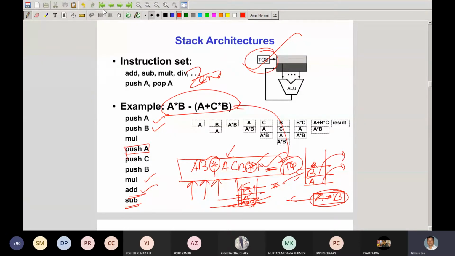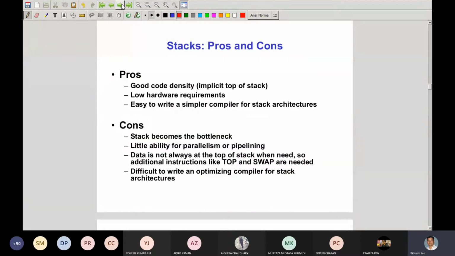Second, you will find another thing: it presents good code density because the code size is very less. Code size is very less, so even 5 bits is sufficient because no address fields are required. Low hardware requirement because only one stack pointer is used. And it is easy to write a simpler compiler for stack. It is very easy to write also.